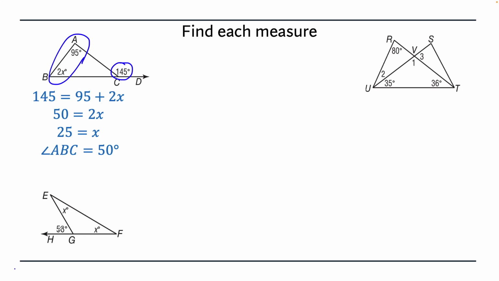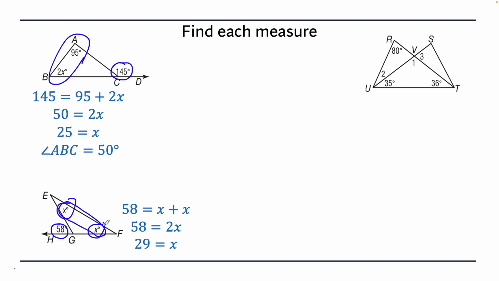All right, this next one, here's our exterior angle. The two remote interior angles are x and x. All right, so 58 equals x plus x. Or I could say 58 is 2x, which means that x is 29. So each of those angles, each of these two remote interior angles, they're both 29 degrees.